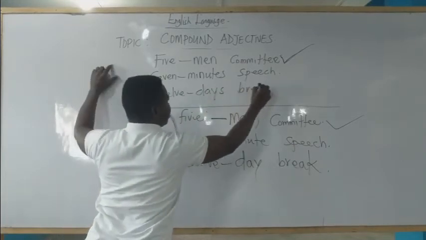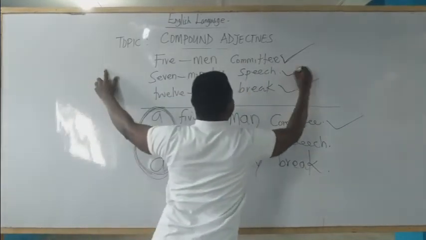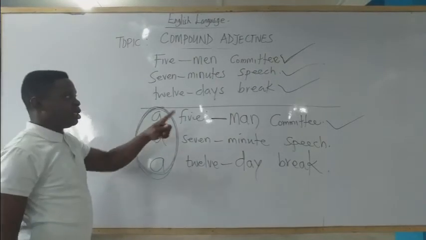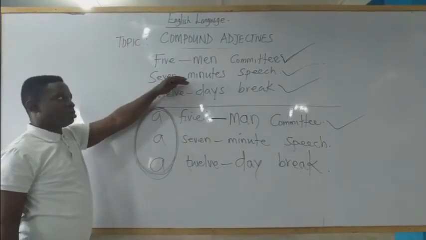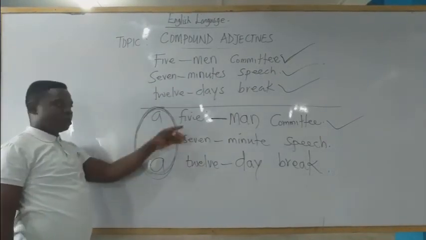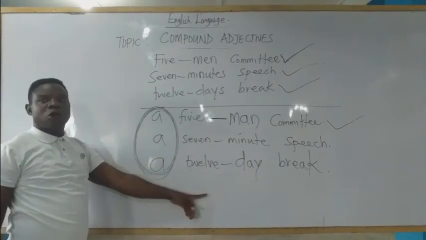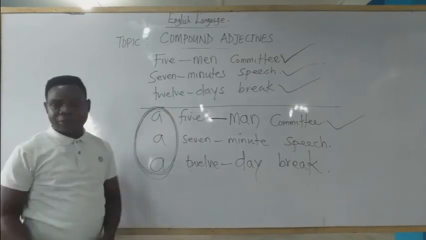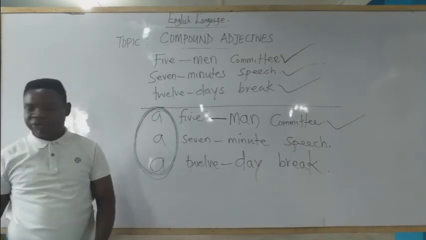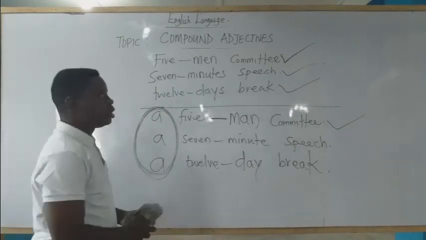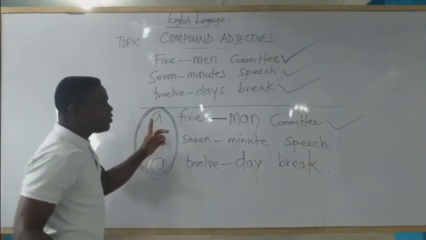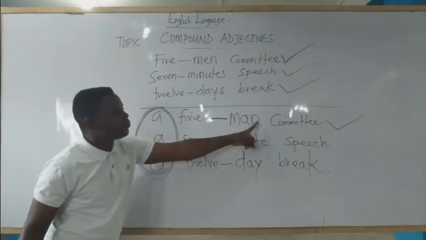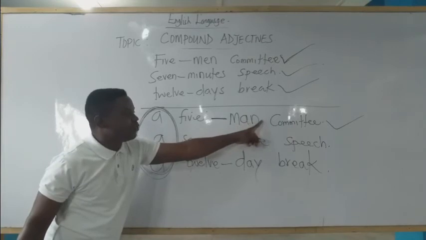12 days break. All these are correct. They are other instances as regards the formation of compound word adjectives. So this is the first step in forming compound adjectives. Now, the second step: what if there is an adjective after this nominal?